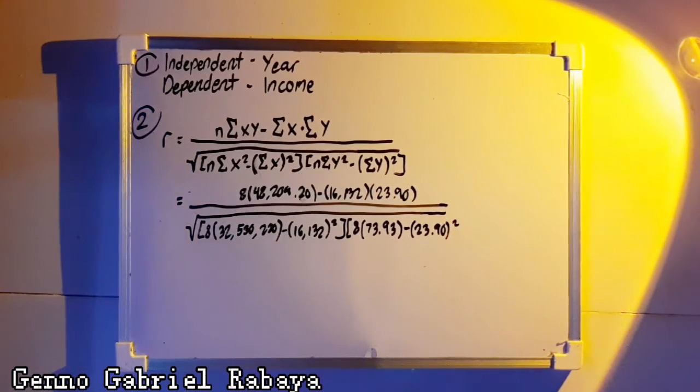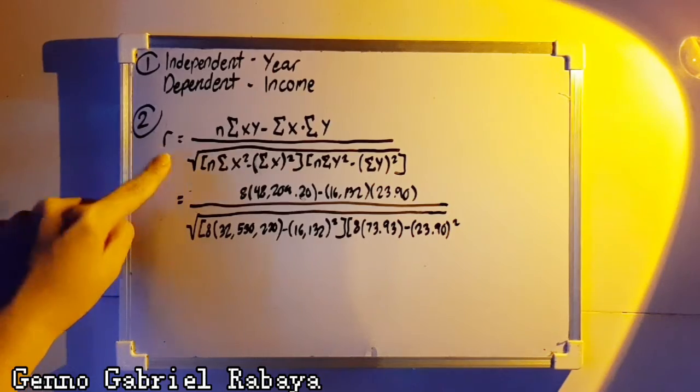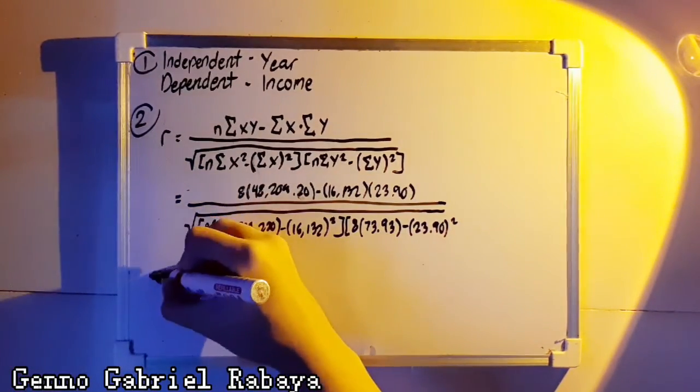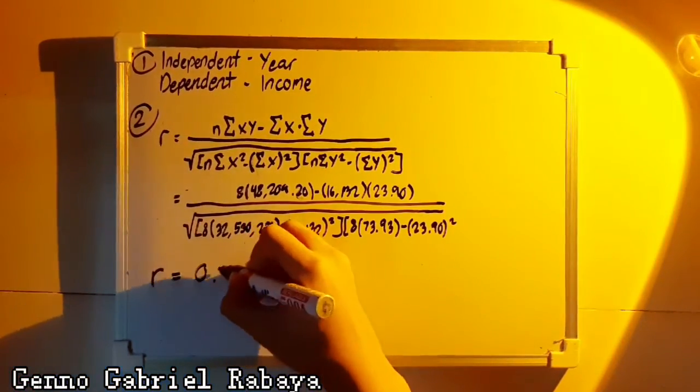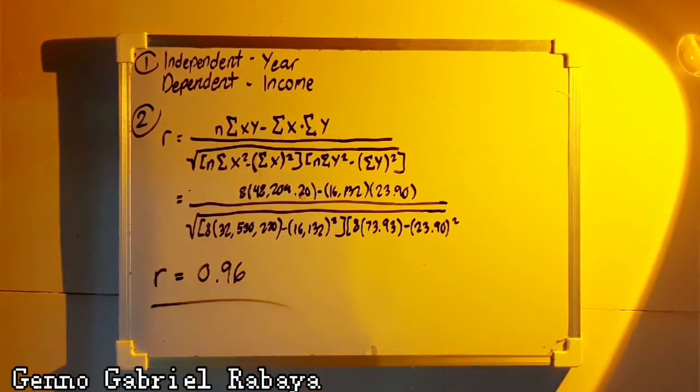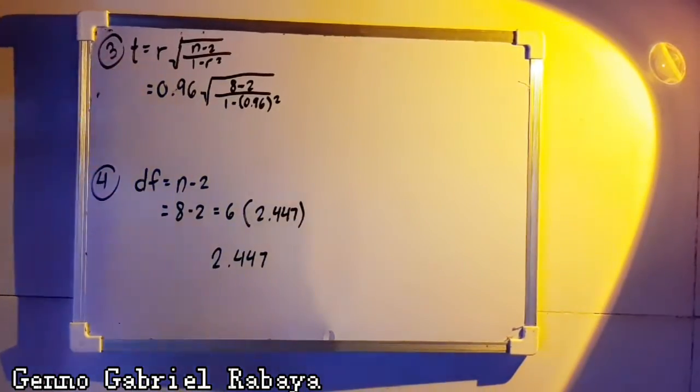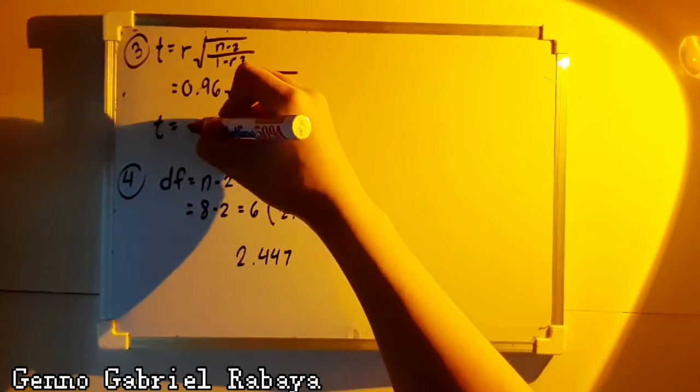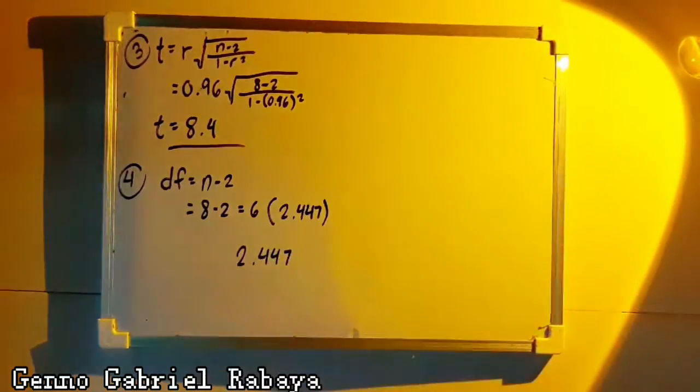First, we have an independent variable of the year and a dependent variable of the income. Next, to solve the significance of r, we use this formula, which will then give us a value of 0.96. Next, we are going to solve for the value of t, and we are going to use this formula. We would have a value of t of 8.4.